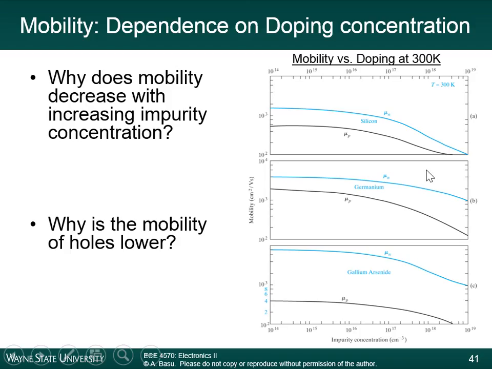Electrons always have a higher mobility than holes because they have a lower effective mass. It has to do with the way that electrons move through the lattice compared to the holes. And you can see that mu n is larger than mu p in all three of these materials. The ratio, however, is different. You look at gallium arsenide, mu n is much larger than mu p. There's a much larger ratio. This all has to do with the crystal structures of the materials and how those carriers move through there.